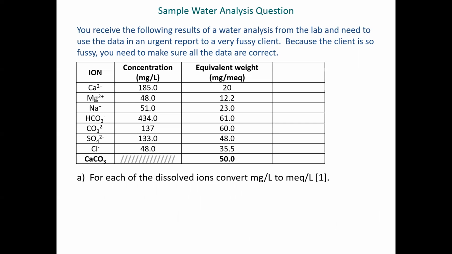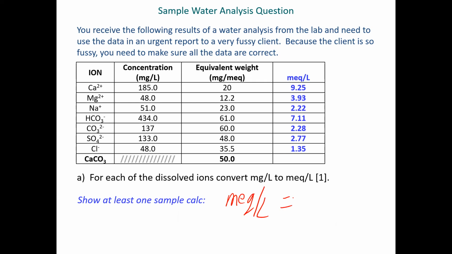So first question, it says, for each of the dissolved ions, convert milligrams per liter to milliequivalent per liter. So remember the equation, okay? Milliequivalents per liter is equal to the milligrams per liter divided by the equivalent weight. As I was showing you before in class, you can just think about there being a divided sign right here. So 185 divided by 20 is 9.25, and so on. And so fill it in.